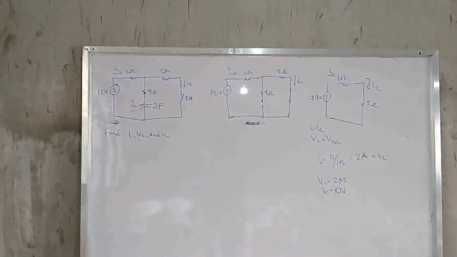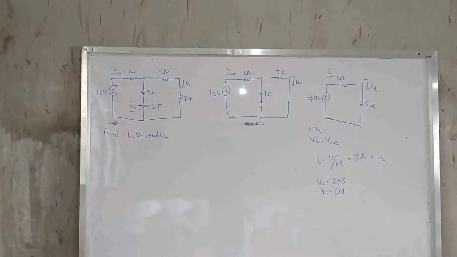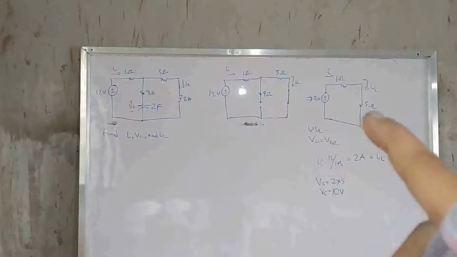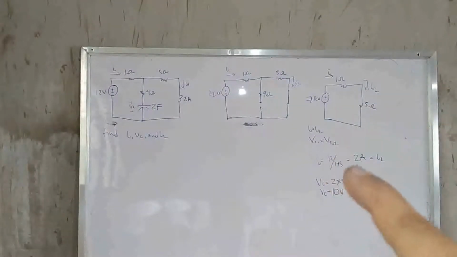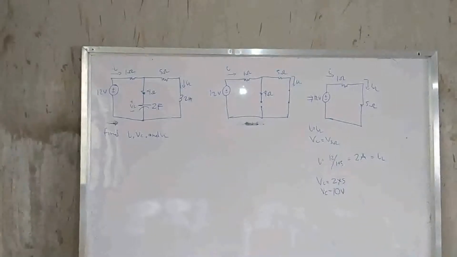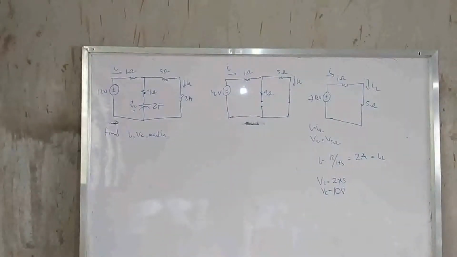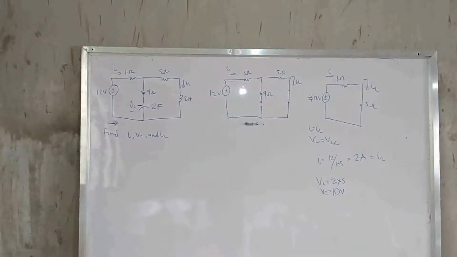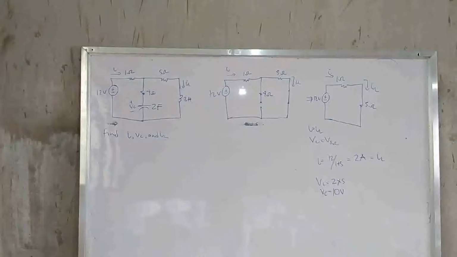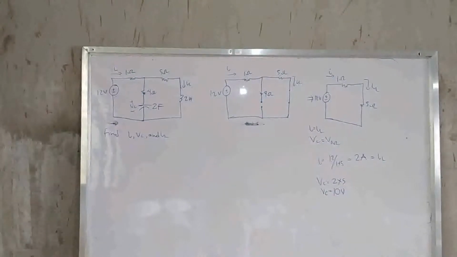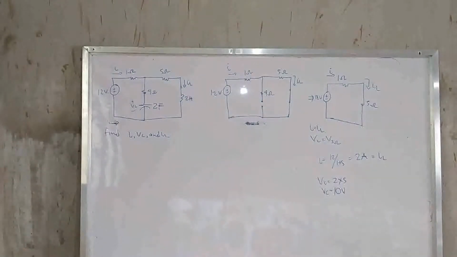Now, to get the voltage of the capacitor, we simply solve for the voltage of the 5 ohms. Multiply it by your current, so we have 10 volts. So, there you have it. So, what if you are asked for the energy stored in the inductor and in the capacitor? So, let's have this.